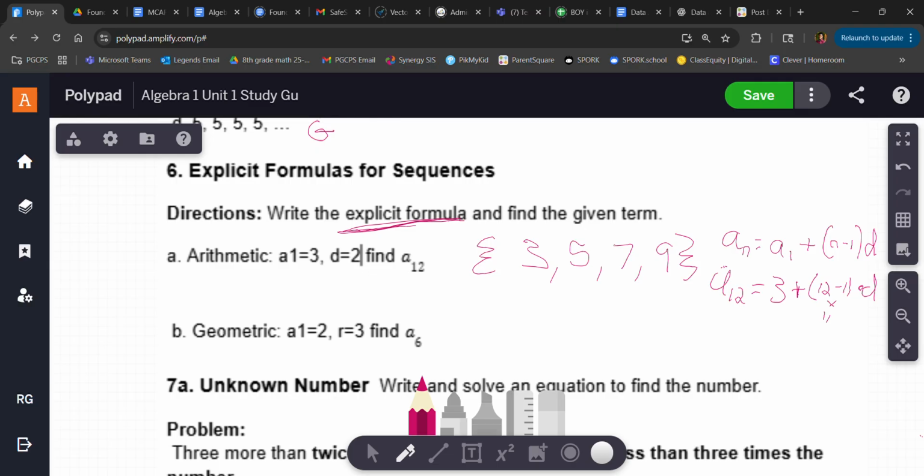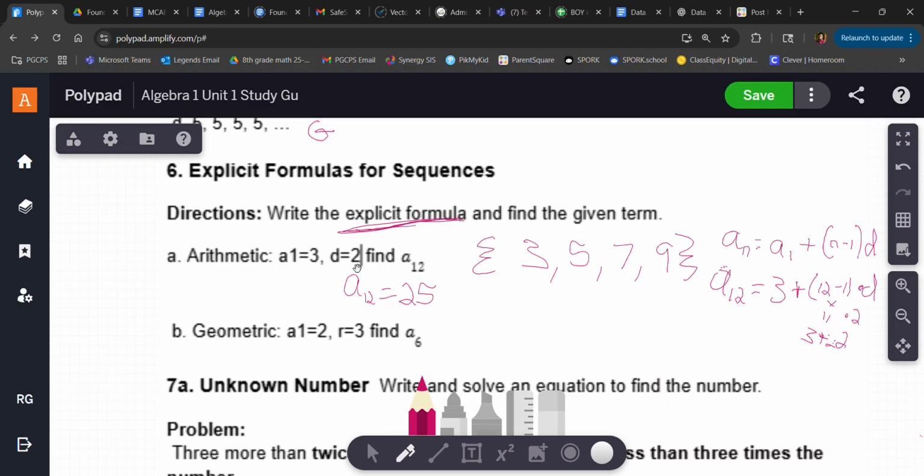After we plug in the correct numbers, we use order of operations. So we know we're going to do, again, parentheses first. 12 minus 1 is 11. And then we're going to multiply before we add. So 11 times 2 will give us 22. And then we can add the 3. 22 plus 3 is 25. So our 12th term is equal to the value of 25.